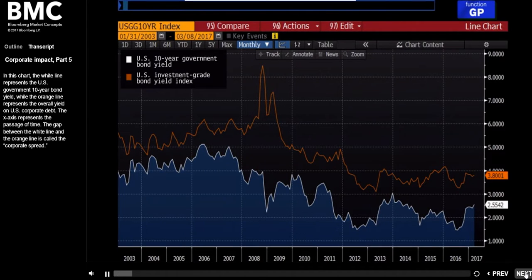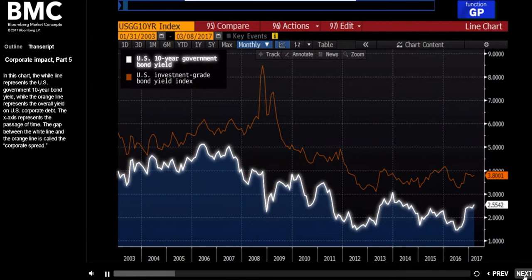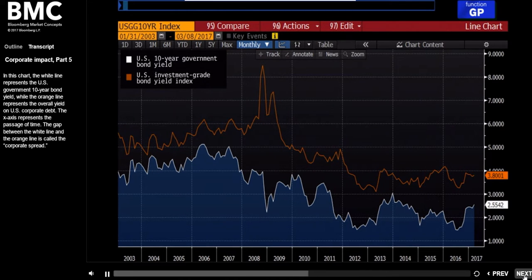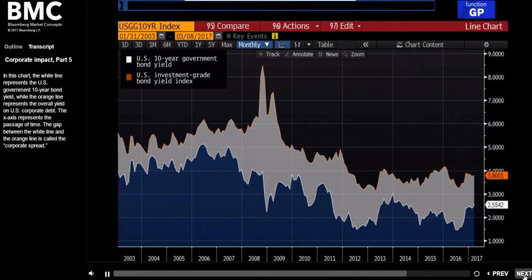In this chart, the white line represents the U.S. government 10-year bond yield, while the orange line represents the overall yield on U.S. corporate debt. The x-axis represents the passage of time. The gap between the white line and the orange line is called the corporate spread.